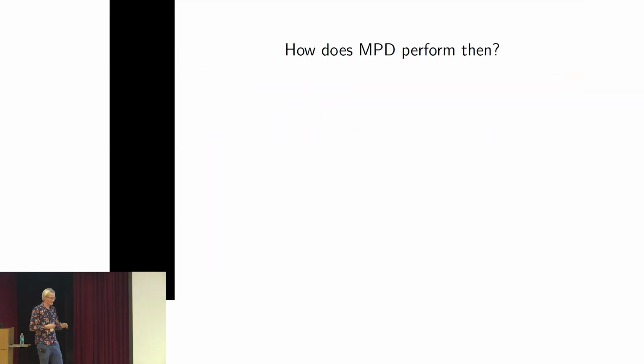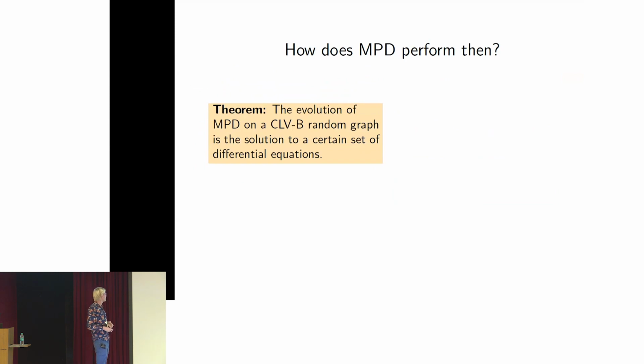So let's talk a little bit more about some tangible instances of how MPD performs. We have another result in the paper that basically says that the evolution of MPD on these CLVB random graphs can be modeled using a system of differential equations. If you only have a constant number of different degrees, then you can in fact solve these differential equations and figure out exactly what the competitive ratio is. But this is infeasible in general.